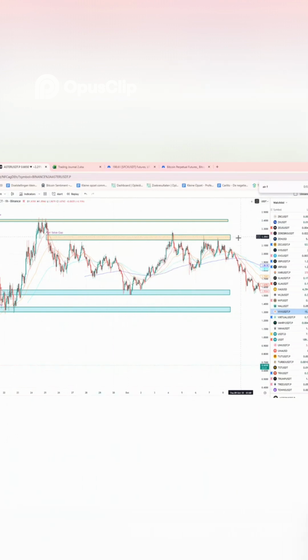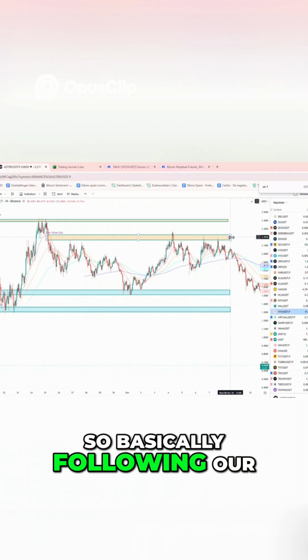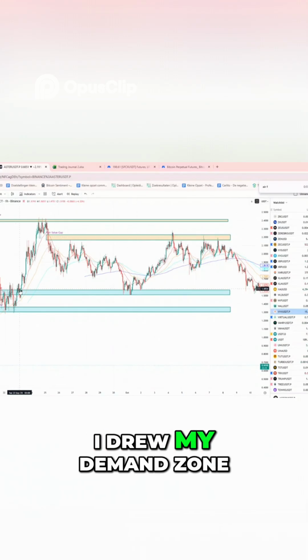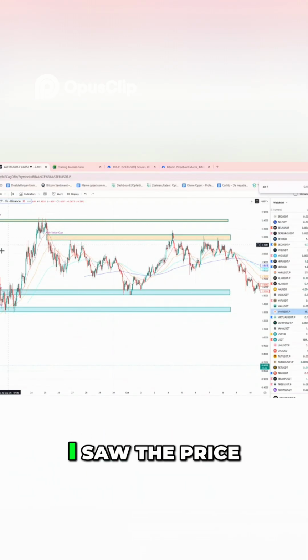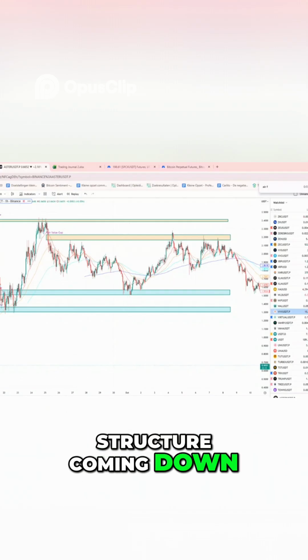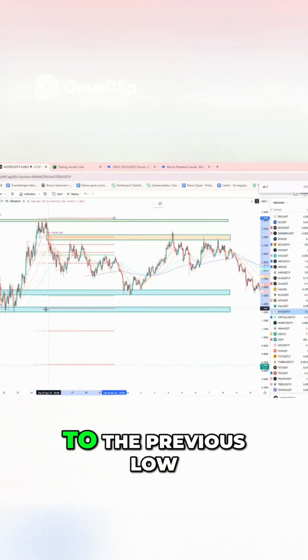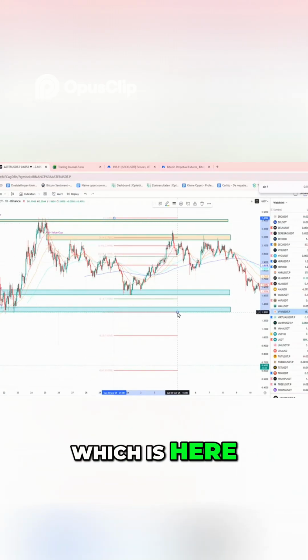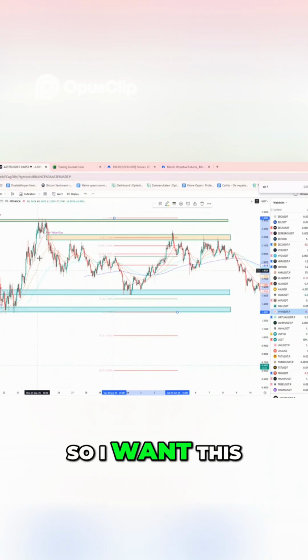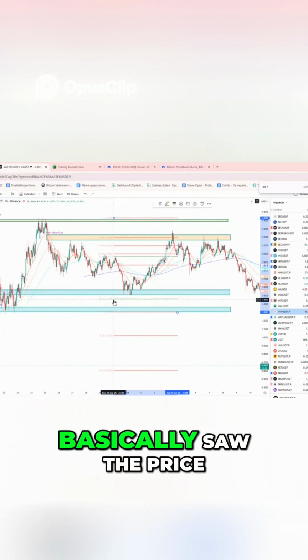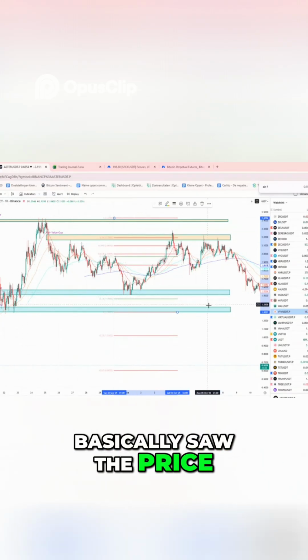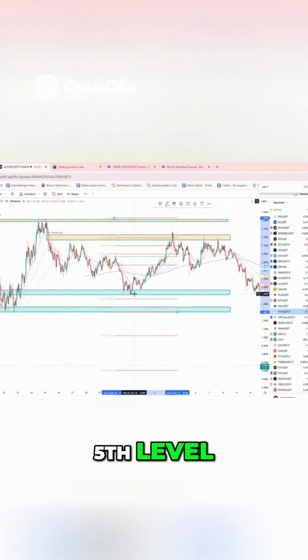So basically, following our, I drew my demand zone, I drew my fair value gaps, I saw the price structure coming down, I draw my fib level from the high to the previous low, which is here. So I want this whole swing to happen. Basically, saw the price coming up to my fib level.